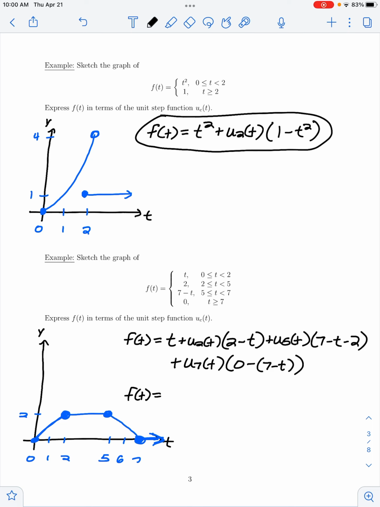And so simplifying this a little bit, we have t plus u2 of t times 2 minus t plus u5 of t times 5 minus t plus u7 of t times negative 7 minus t, or t minus 7.